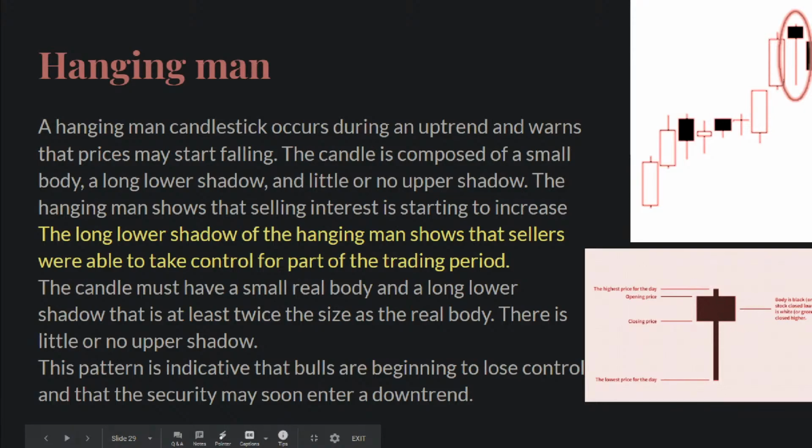So this long lower wick part has to be at least twice the size of this thicker inner body part here. It can have no upper wick, that's fine too. It might just finish with nothing at the top there, just a thick part. That's fine too, same pattern. It's okay if it has a little bit of one as well. And this pattern is indicative that the bulls are beginning to lose control and that the security may soon enter a downtrend. Now, the one very, very important part about the hanging man is he's got to have something to hang from. So if he's not in an uptrend, it's not going to work, right?